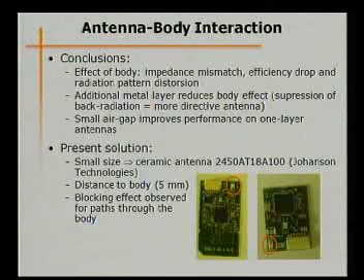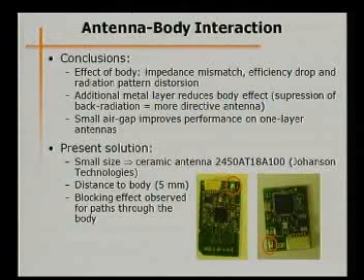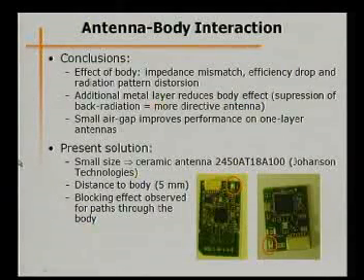For the present solution, for the mobile sensor node, the small size was a big requirement, so a ceramic antenna by Johanson Technologies was selected, which is the one you can see in these circles. In the mobile sensor node, the distance to the body is 5 millimeters, which should improve the performance. However, in the first field test, the blocking effect of the body has been observed. That is, the radiation doesn't go through the body.